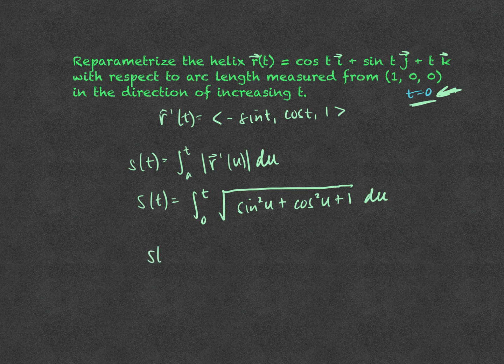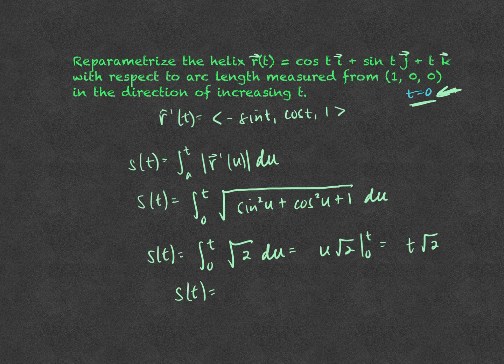So then we have s of t equals the integral from 0 to t. Now sine squared plus cosine squared is 1, plus 1 is 2, du. So this gives us u times the square root of 2 from 0 to t, which is t minus 0 times the square root of 2. So that tells us right down here that s of t equals t times the square root of 2. That's the first step in our reparametrization.